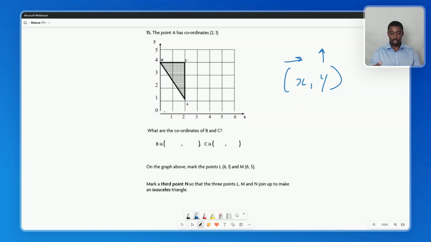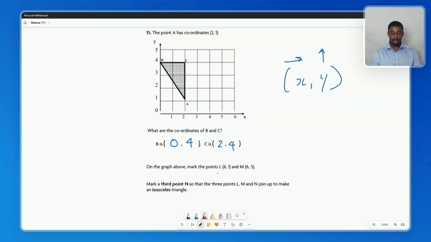So now let's go to our question and find the coordinates of B and C. Well, for B, we're not going any across, but we're going 1, 2, 3, 4 up. So 0 across, 4 up. For C, we're going 1, 2 across, and then 1, 2, 3, 4 up. So 2 across, 4 up. That's how we think, to the right and up.